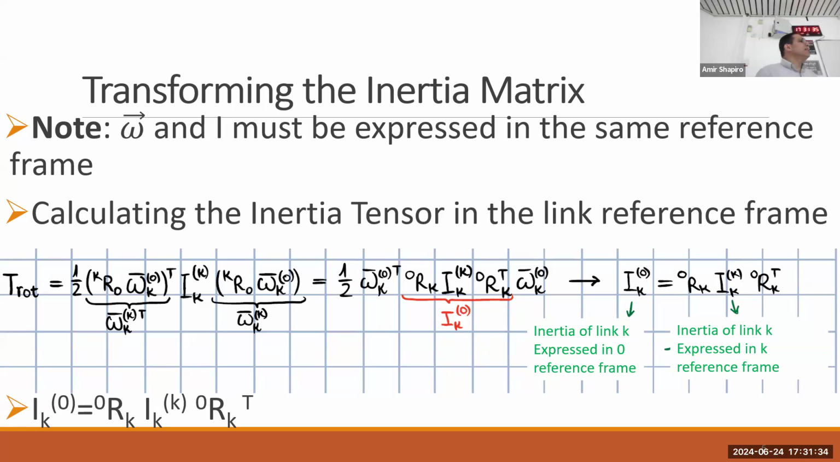Therefore, I can say that I in the zero reference frame, say the world reference frame, is the inertia matrix in the K reference frame, the link reference frame, multiplied from the left with the rotation matrix and from the right with the rotation matrix transpose. And that is the transformation of the inertia matrix from another reference frame, say K, to the world reference frame, say zero. So this is how we change the representation of the inertia matrix from one reference frame to another.